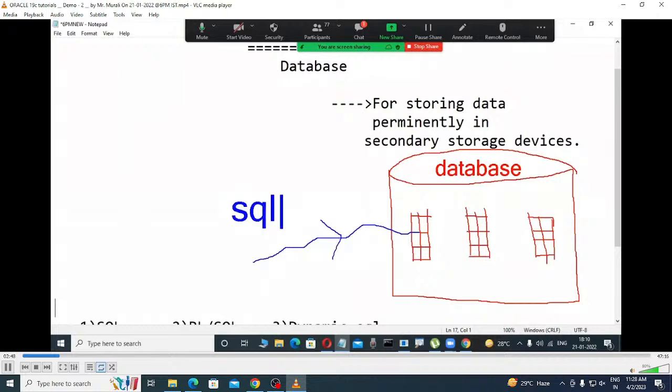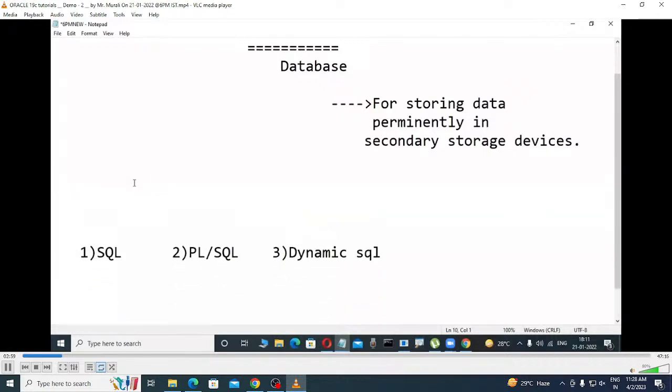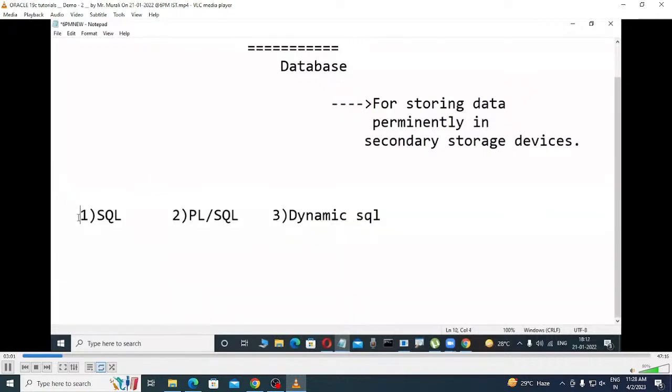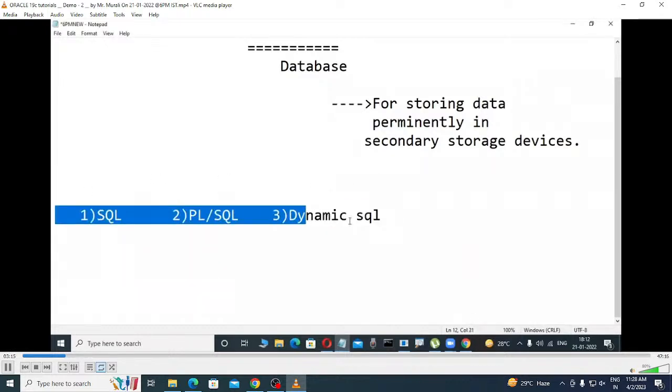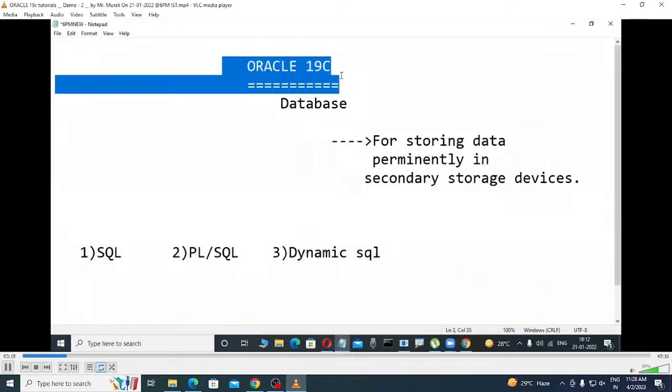Yesterday, up to this point, I told you a small thing only. If you want to operate this Oracle software, we use SQL, structured query language. Another language is PL/SQL, procedural language extension for SQL. Another language is dynamic SQL. Through these three languages, we operate this Oracle software in your companies.